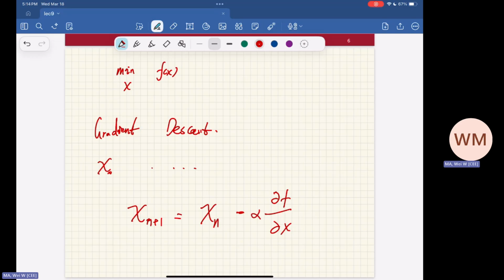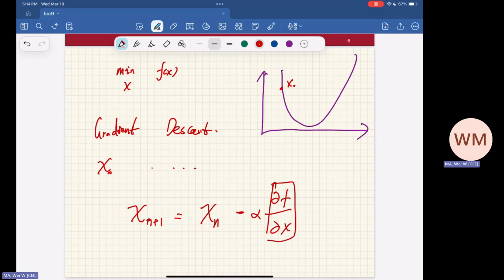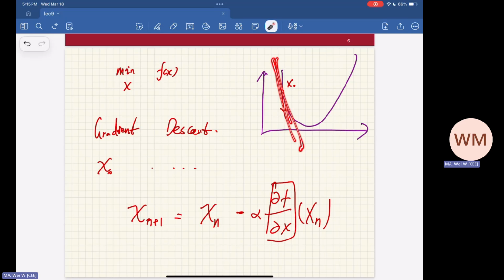I can illustrate this with a figure. For example, from your starting point x0, you take the derivative at x0, and this gives you the gradient. The gradient points in a direction, and you make use of this direction to update x. So x1 is here, then x3 is here. Gradually, you can see that we move to the minimal point. This is what we call gradient descent, and the equation is like this. This is the updating rule.